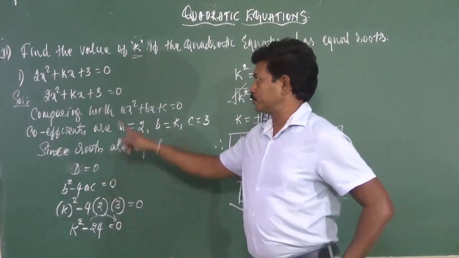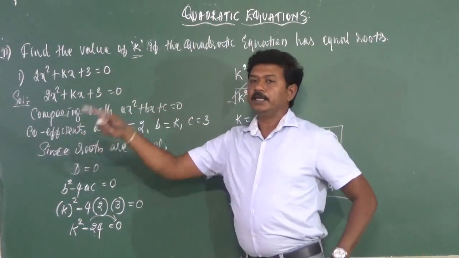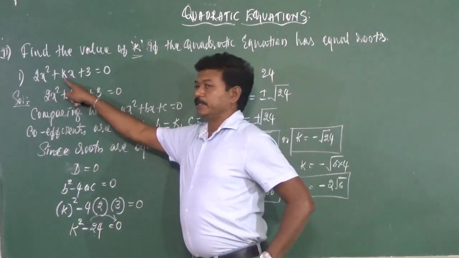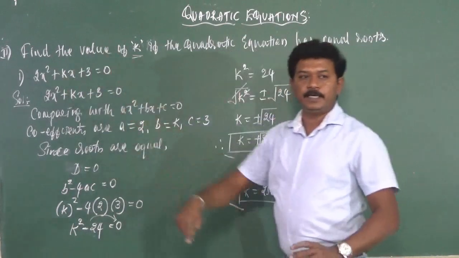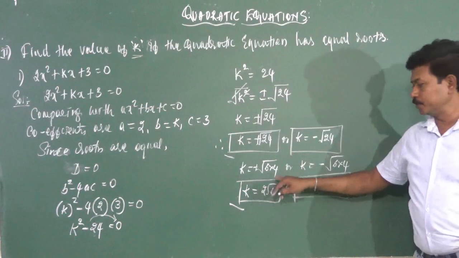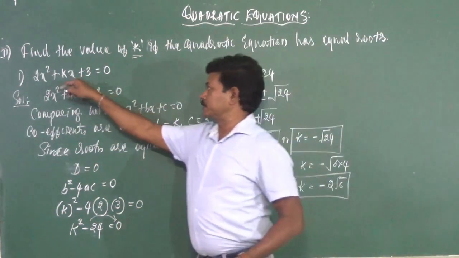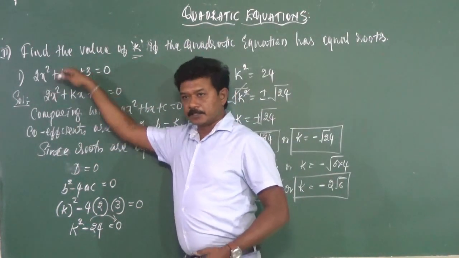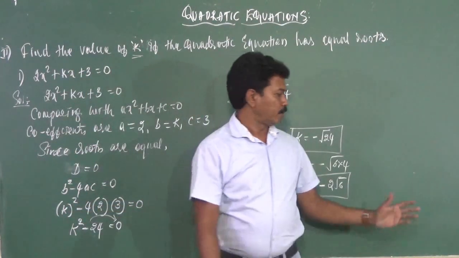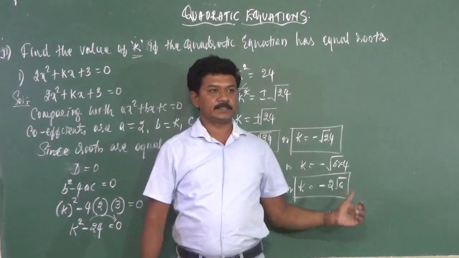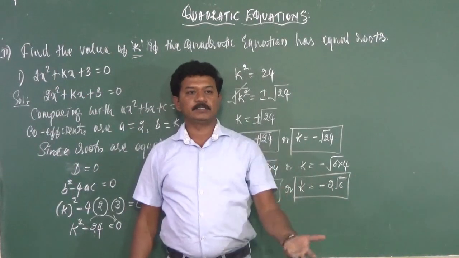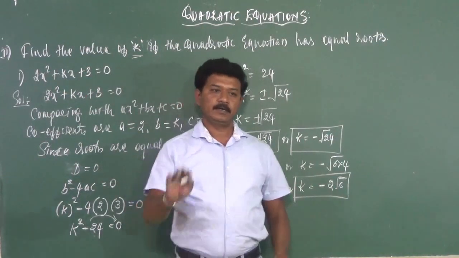So for this quadratic equation which gives you equal roots, the value of k, which is substituted in the place of b, can be either 2 root 6. If you substitute 2 root 6 in the place of k and simplify by the factorization method, you can find that the roots will be equal. Or if you substitute minus 2 root 6 in the place of k and do the factorization process, then also you can see that the roots of the quadratic equation are equal.